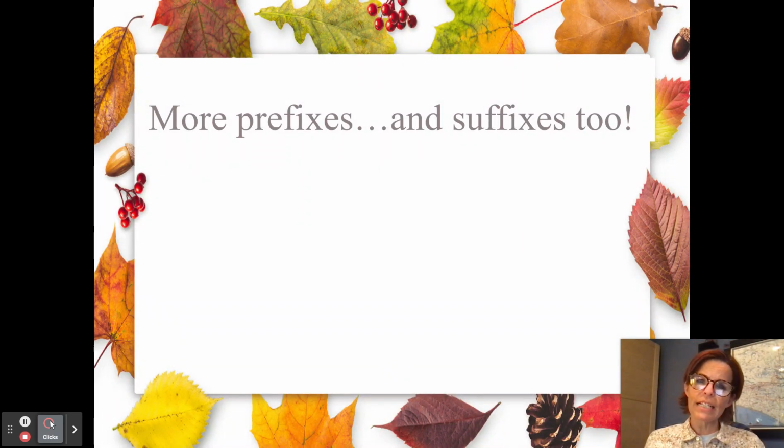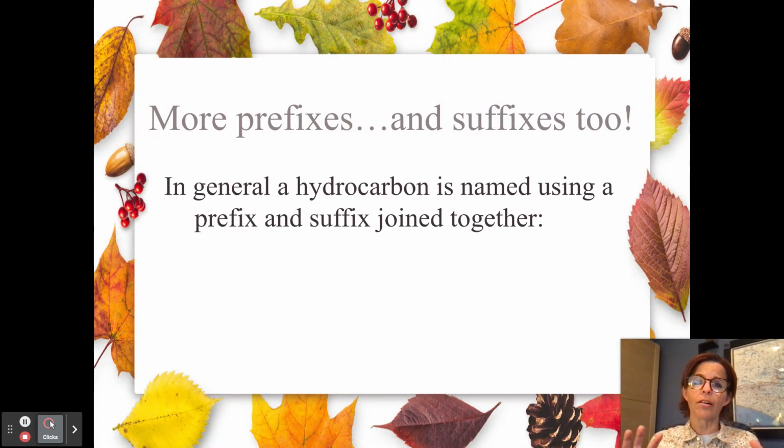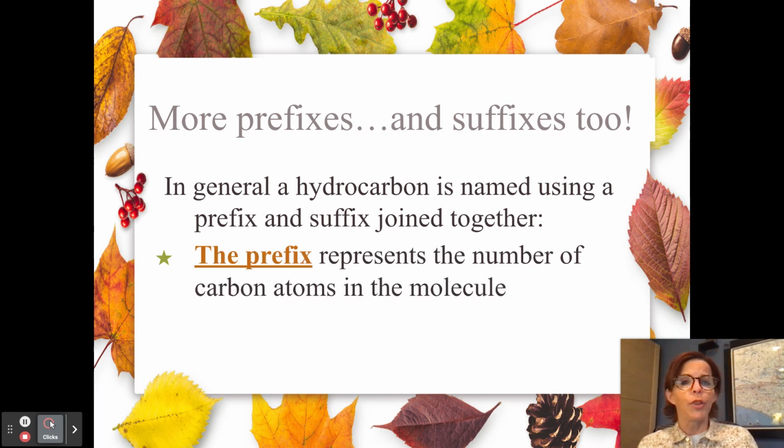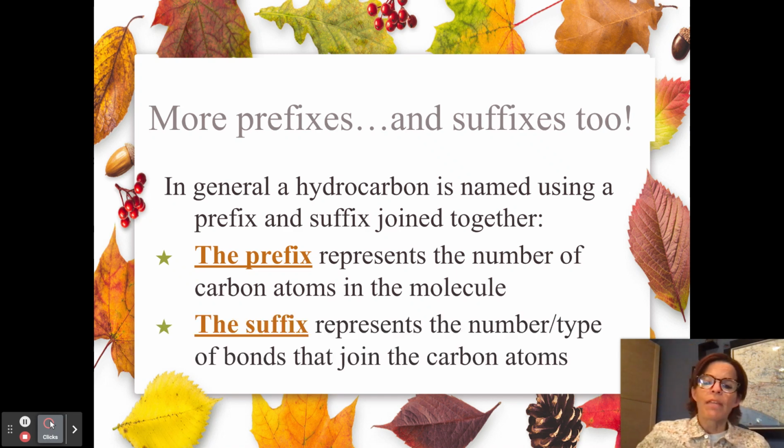So we're going to use prefixes and suffixes. Remember, prefixes are things that go at the front of the word, and suffixes are things that go at the end of a word. In general, a hydrocarbon is named using a prefix and a suffix joined together. The prefix represents the number of carbon atoms in the molecule. So remember, we just looked at pentane, that meant 5 carbons, or hexane, that meant 6 carbons. The suffix represents the type of bonds that join the carbon atoms. So all of them had single bonds, except for the one at the very bottom, there was a double bond.